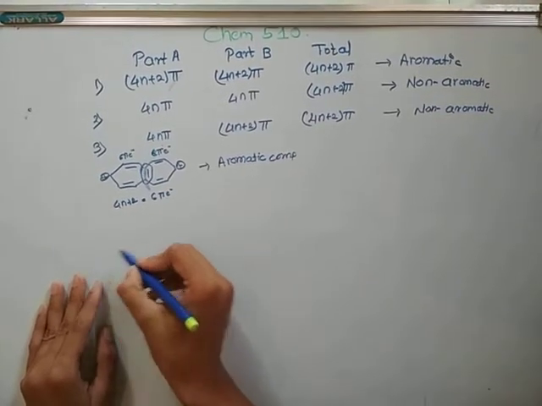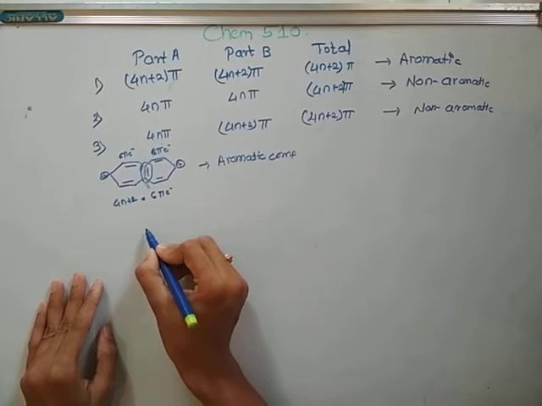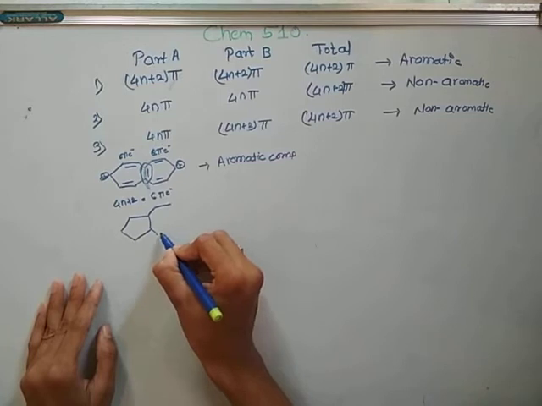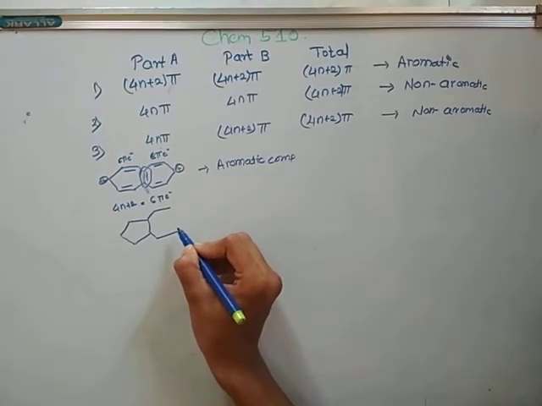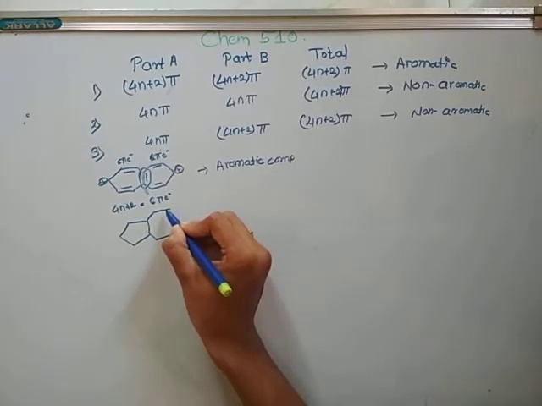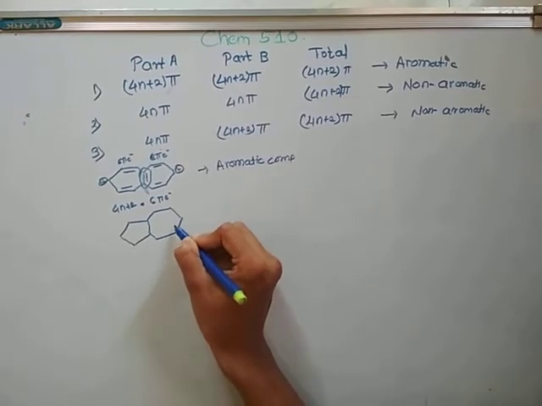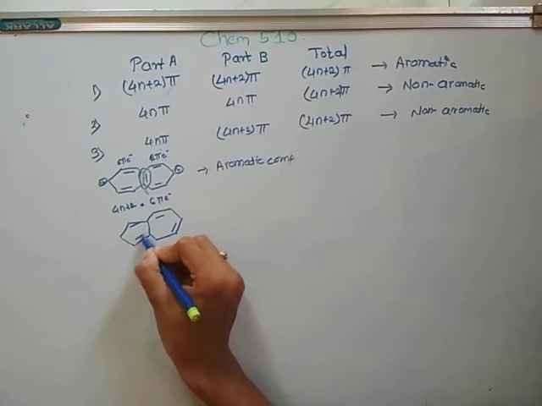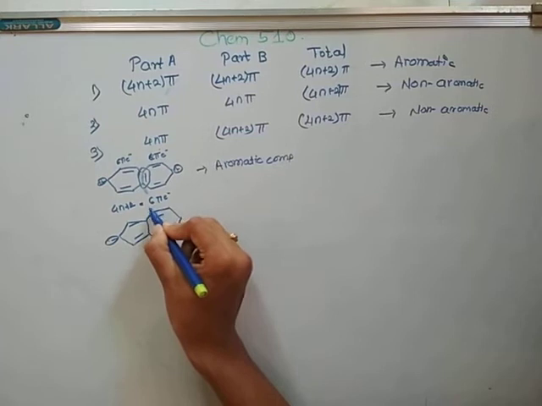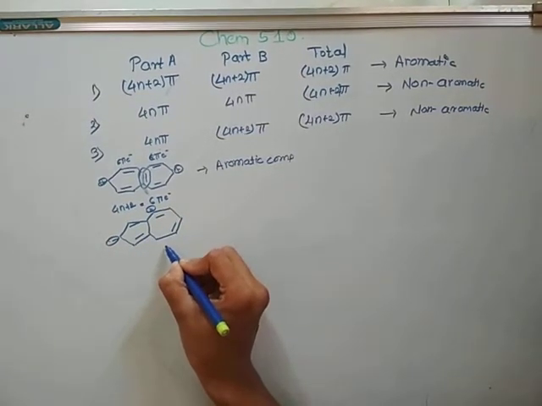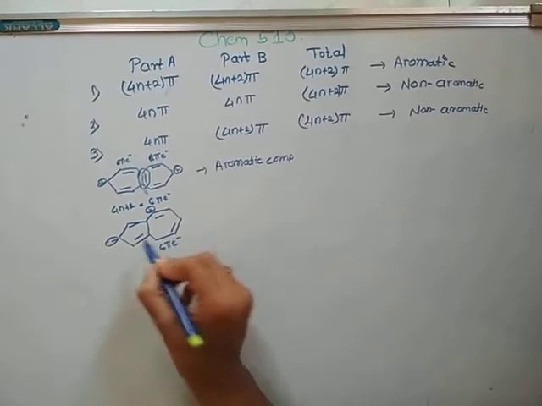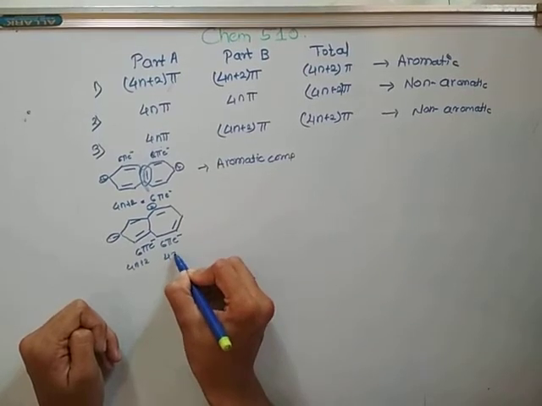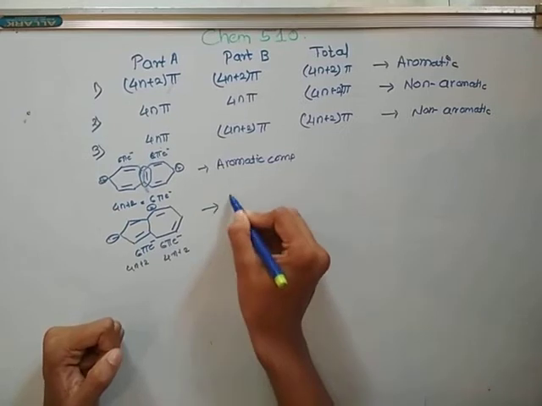First one, take azulene. Here 6 pi electrons, here also 6 pi electrons, so 4n plus 2 pi electrons, 4n plus 2 pi electrons, and 4n plus 2 is aromatic.